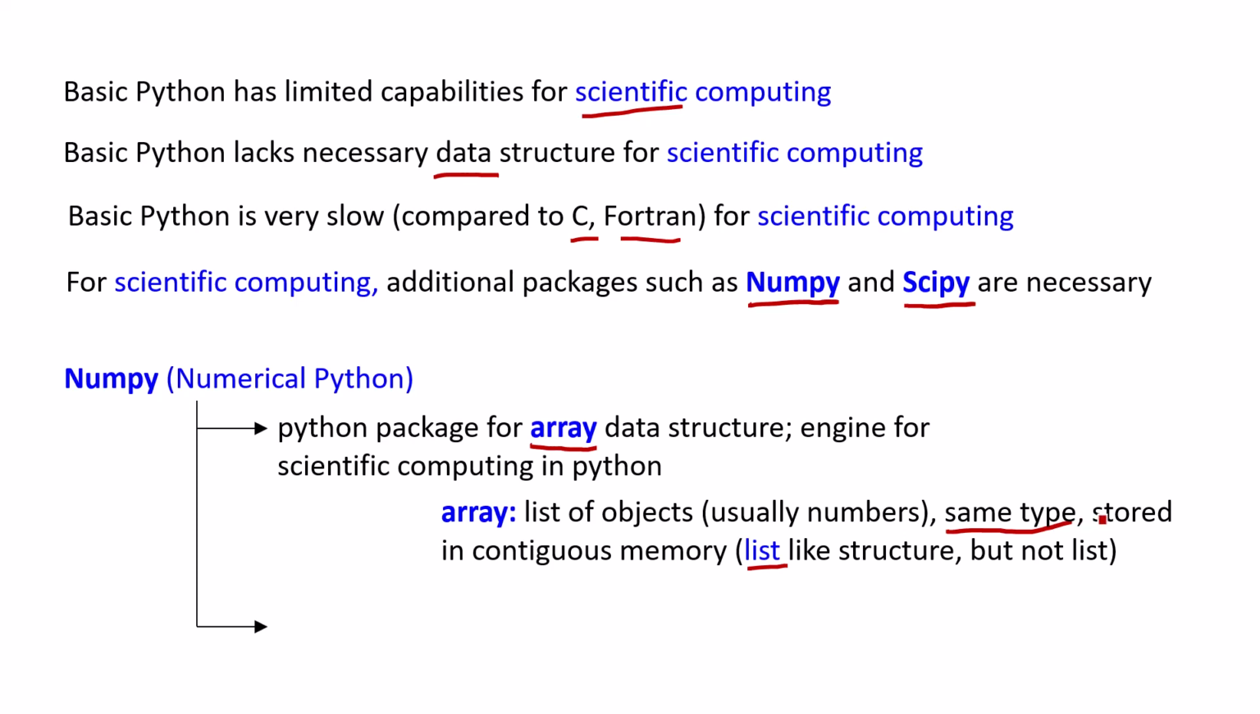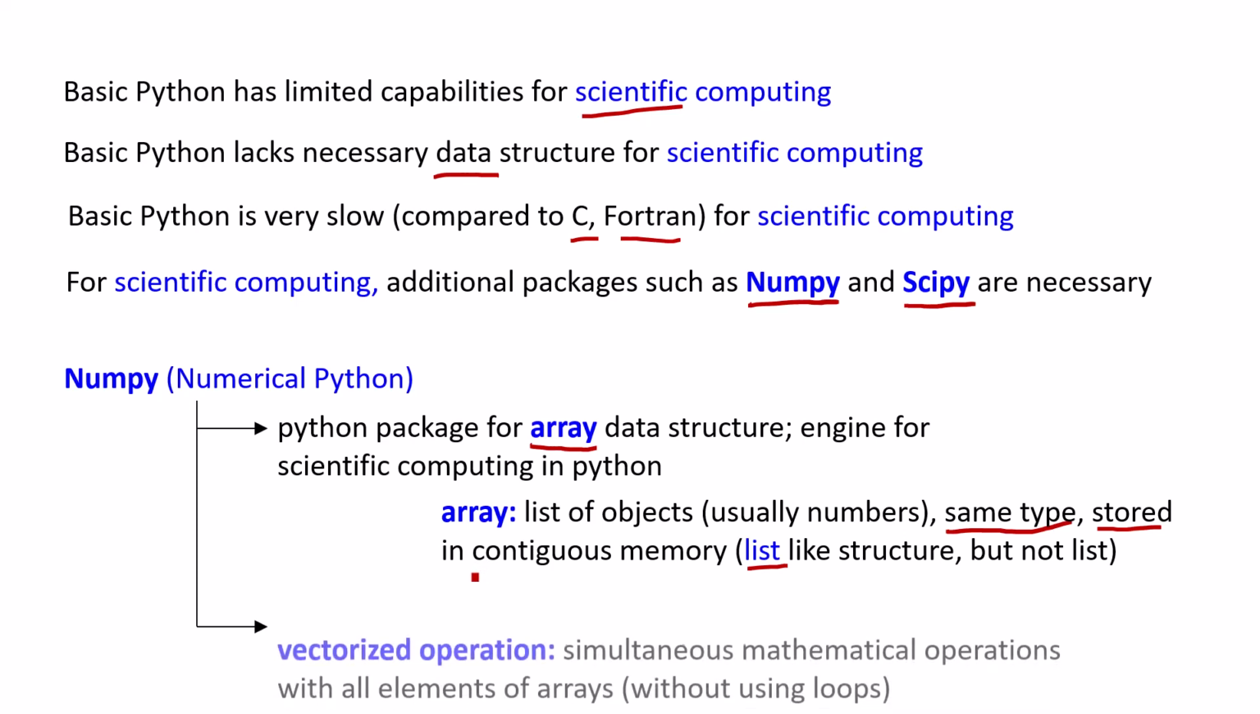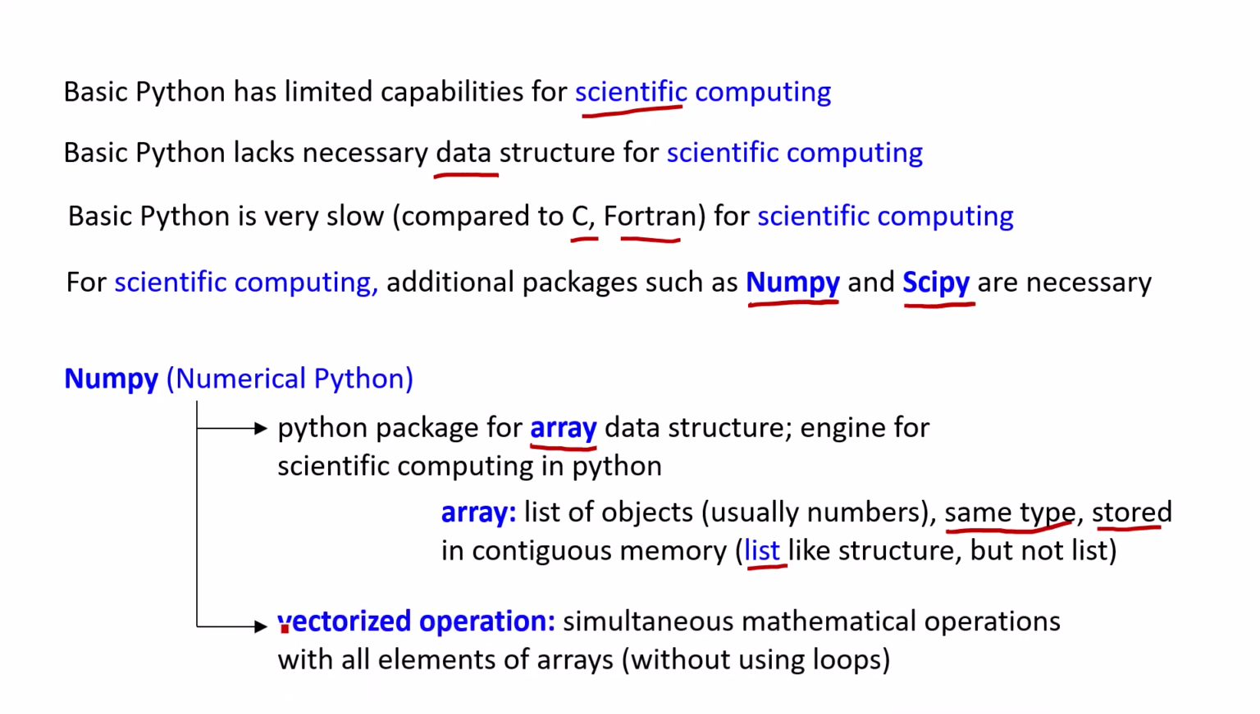The other point is slightly more esoteric at this point, but that is very important: they are stored in contiguous memory. So they are stored in a chunk to understand physically, and it helps us a lot in speeding up numerical computing. The second important feature of numpy is that numpy helps us to perform vectorized operation.